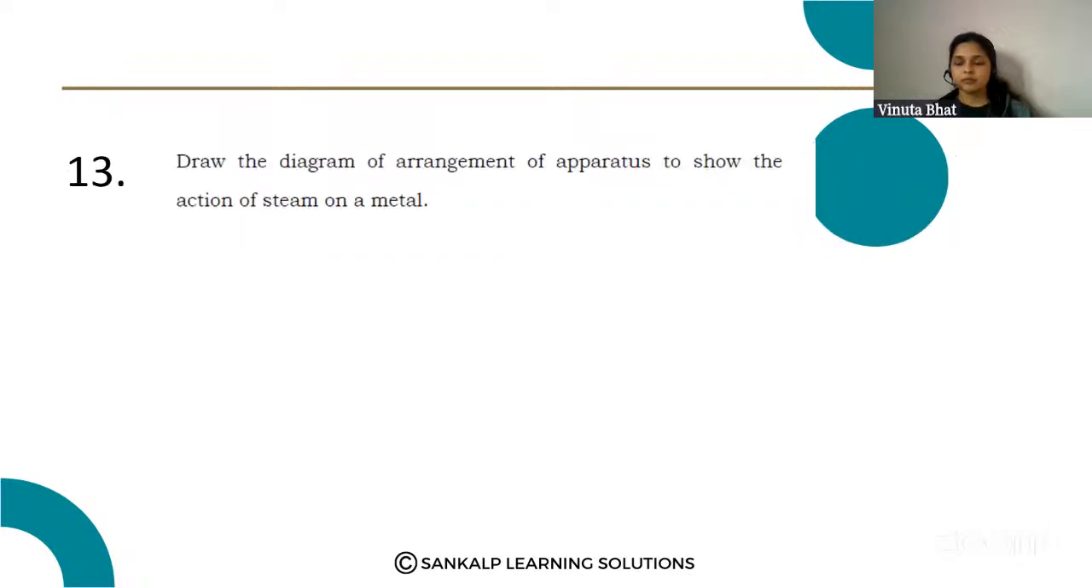Next question. Draw the diagram of arrangement of apparatus to show the action of steam on a metal. One of the important diagrams. Draw the diagram of arrangement of apparatus to show the action of steam on a metal. Note down the question. After that, we have to see the answer for this question.